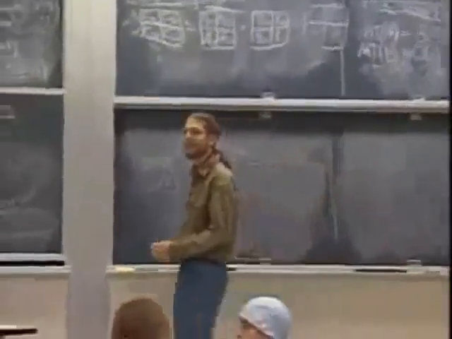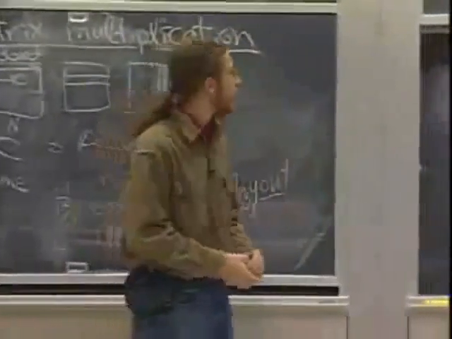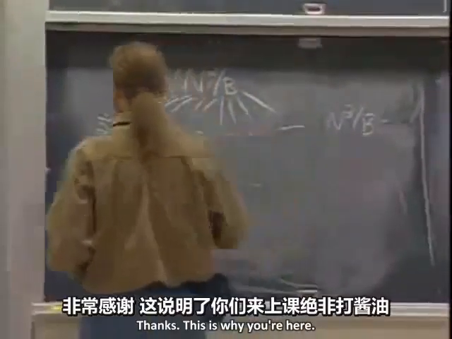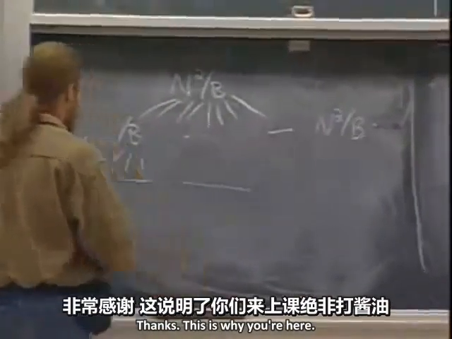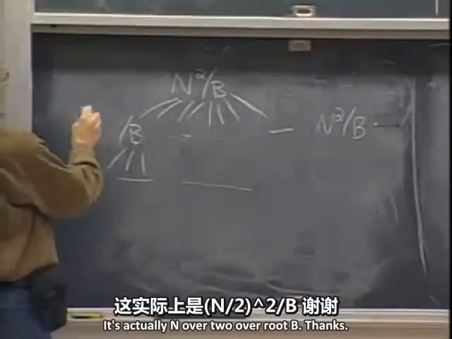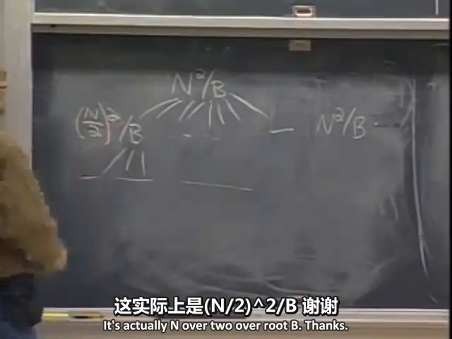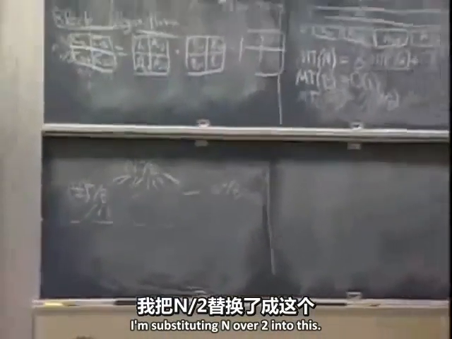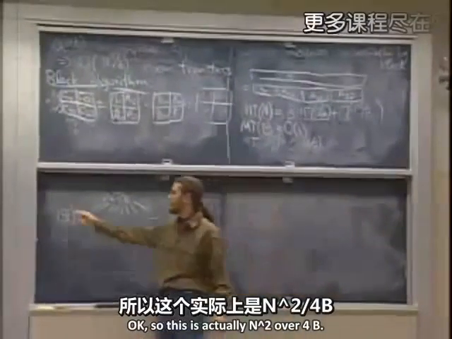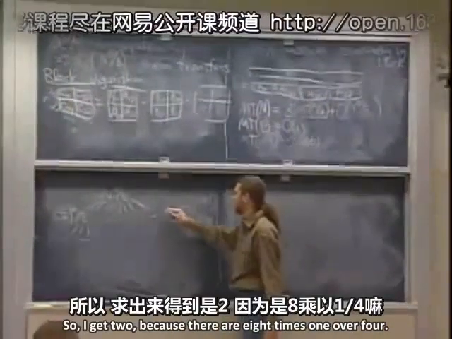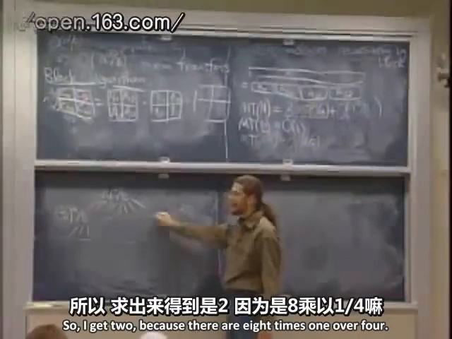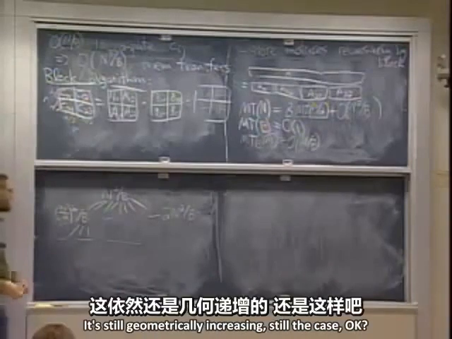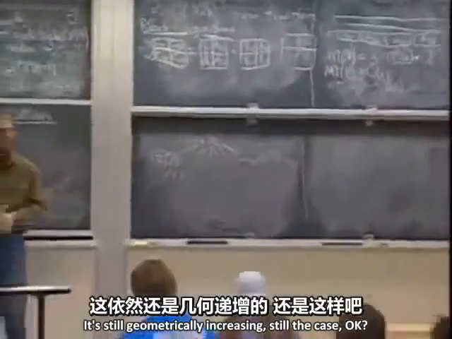Yeah, your question? Why is it n squared over b if you plug in n over 2? Oh, indeed. I knew there was something. I knew it was supposed to be 2 out here. Thanks. This is why you're here. It's actually n over 2 squared over b. Thanks. I'm substituting n over 2 into this. Okay, so this is actually n squared over 4b. So I get 2, because it's 8 times 1 over 4. Okay, I wasn't that far off then. It's still geometrically increasing, still the case.